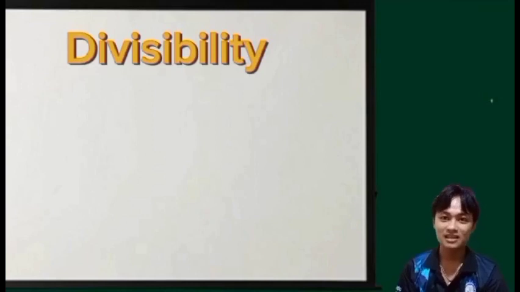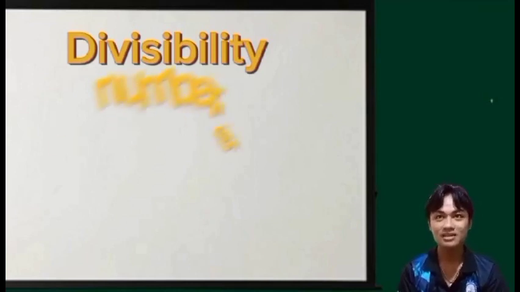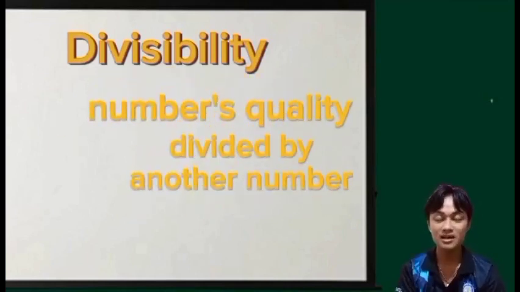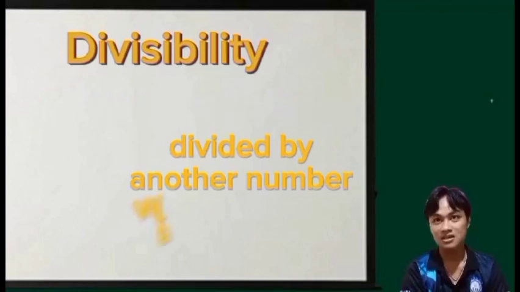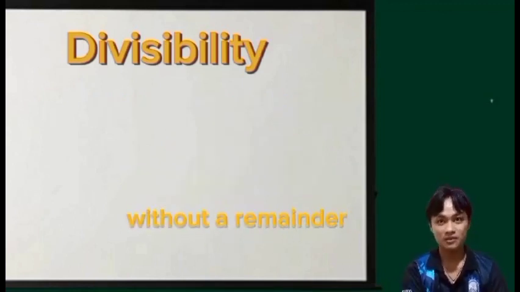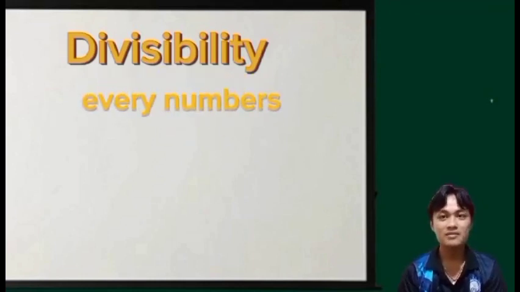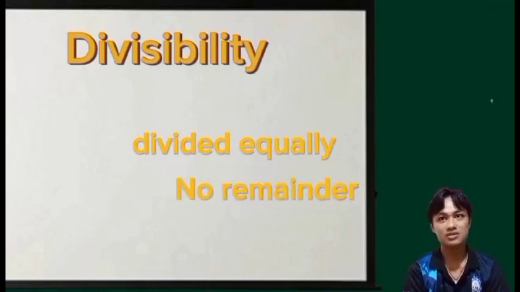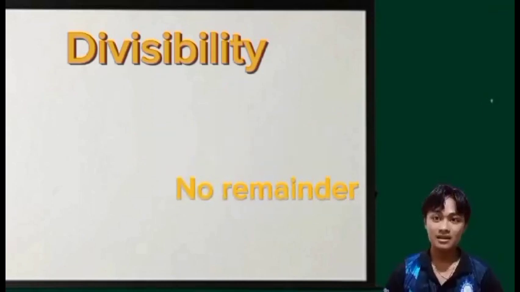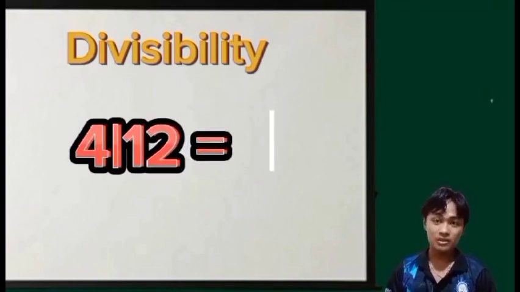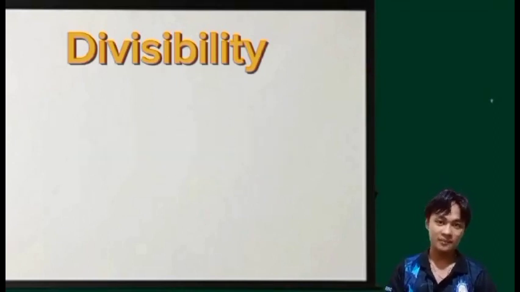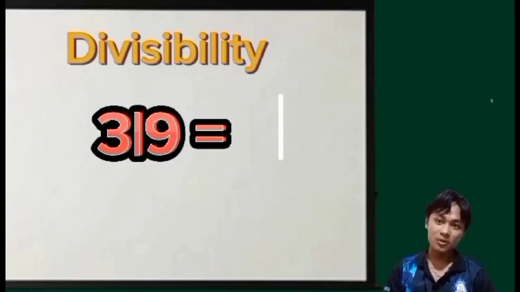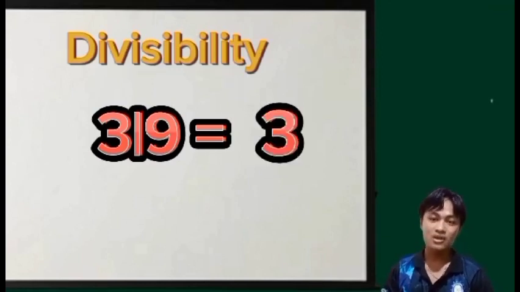What is divisibility? In mathematics, divisibility refers to a number's quality of being evenly divided by any number without any remainder left over. It means that when we divide one number by another, it should be divided equally and there is no remainder left over. Example, 12 is divisible by 4 and that is 3. Another one, 9 is divisible by 3 and that is 3. Those are examples of divisibility.